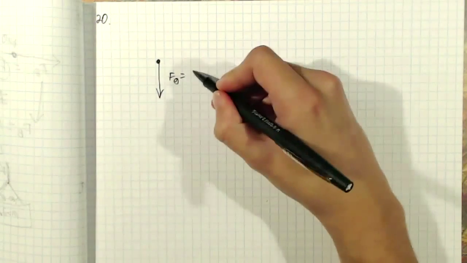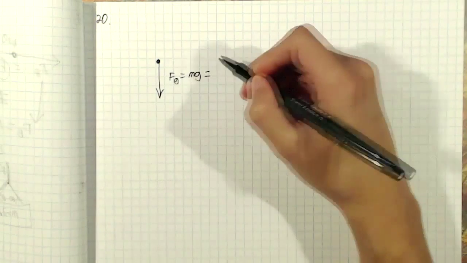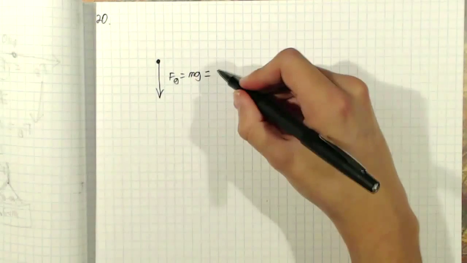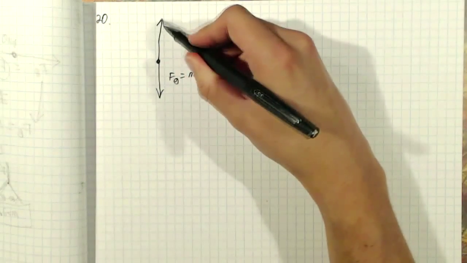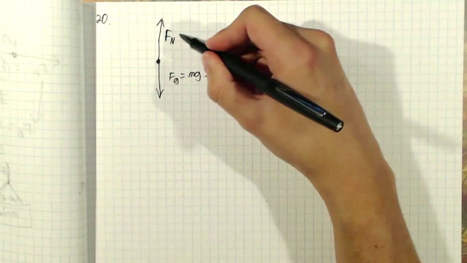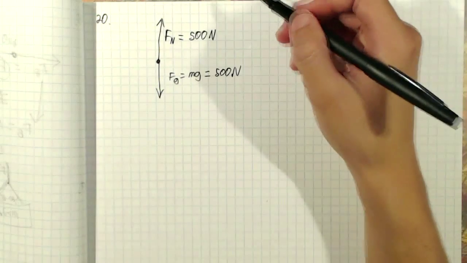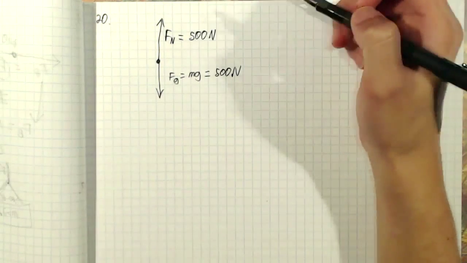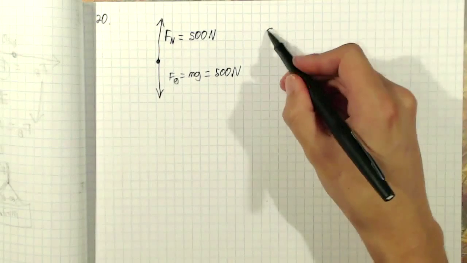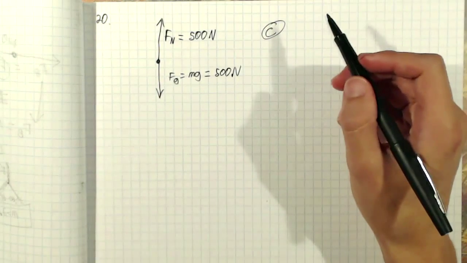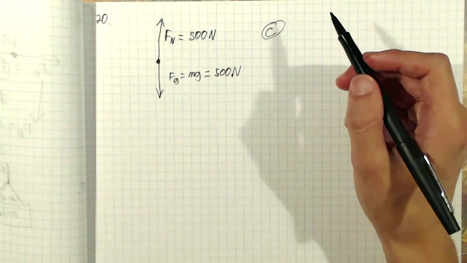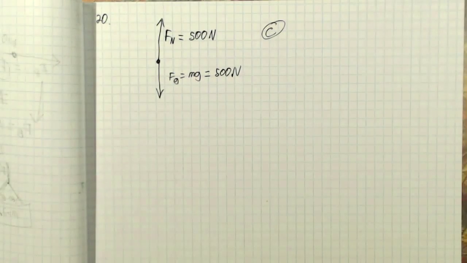So force of gravity is mg, which is equal to 50 times gravity, which we're going to round to 10, so you're going to get 500 newtons. And since the student isn't moving, that means the normal force is going to be 500 newtons. And this is just another third law force pair. So the answer is going to be C. And it's a weird question. It's a weird concept, but you just kind of have to get familiar with it.